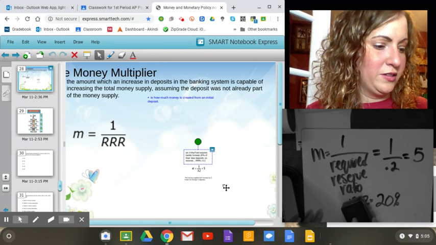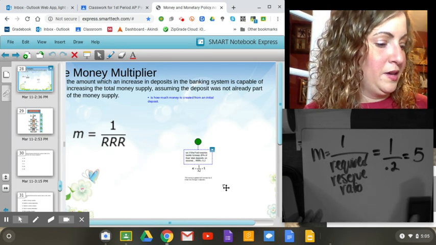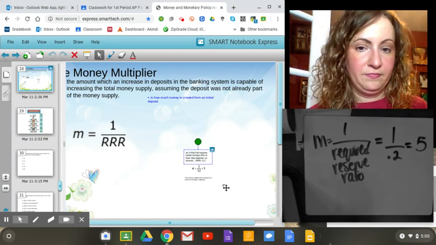Okay, so what do I do with that number? Here's the equation that you're going to be using.